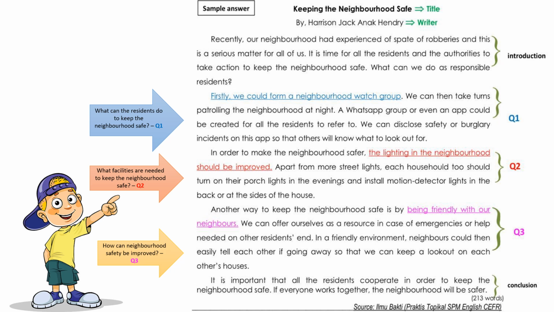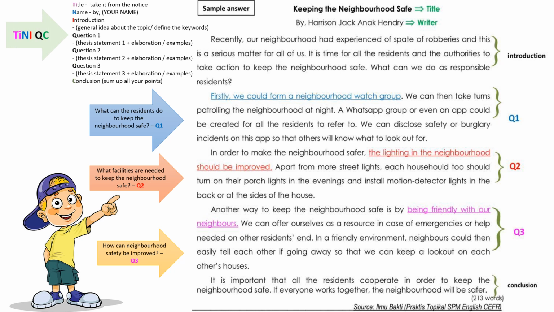Here's a suggestion to write a complete writing like this. Suggested pattern for this writing is based on Tiny QC. Ti refers to the title. You can take it from the notice. N refers to name. I refers to introduction, the general idea about the topic, or you may define the keywords. Q refers to the 3 questions. And finally, C refers to conclusion, where you sum up all your points.